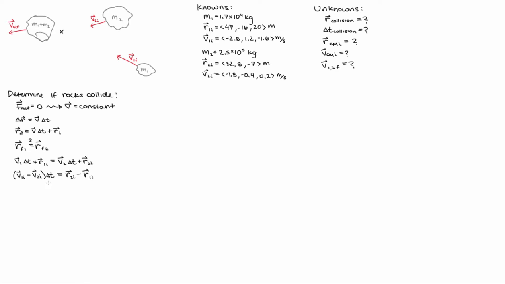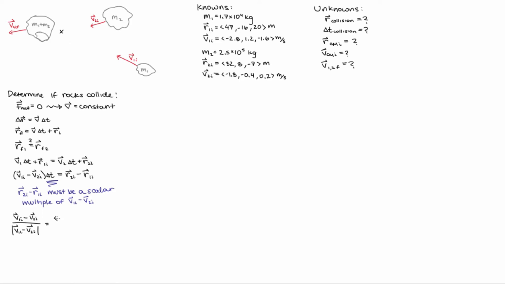Since we have a difference of vectors on each side of the equation, we know that for the rocks to collide, R2 initial minus R1 initial must be a scalar multiple of V1 initial minus V2 initial. If this condition holds, these two vector differences will have the same unit vector. We calculate the unit vector for the difference in velocities as V1 initial minus V2 initial over the magnitude of V1 initial minus V2 initial.